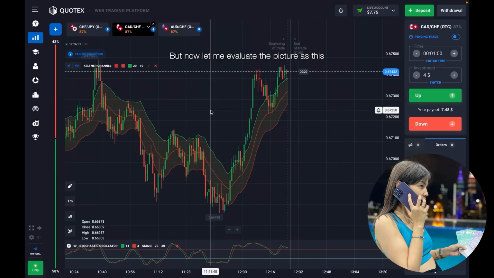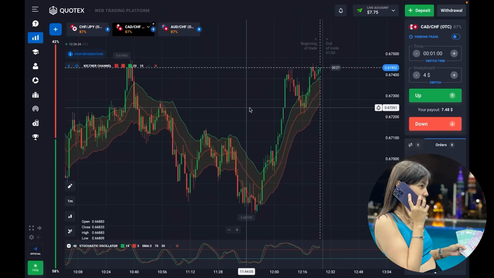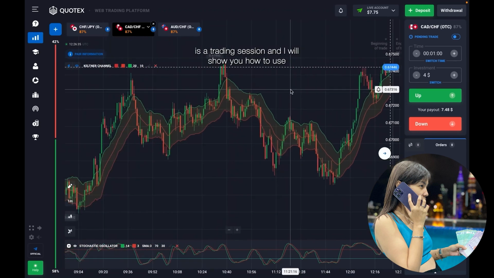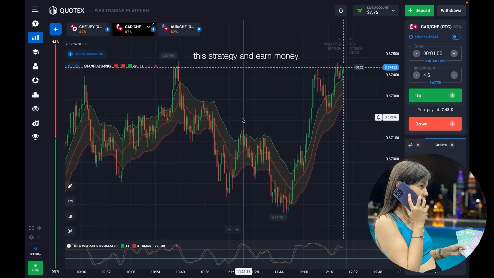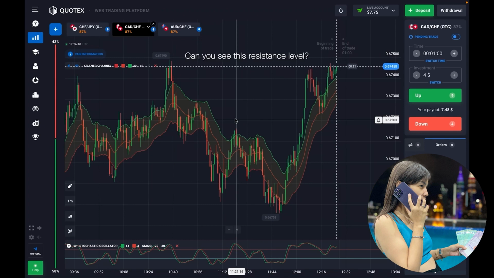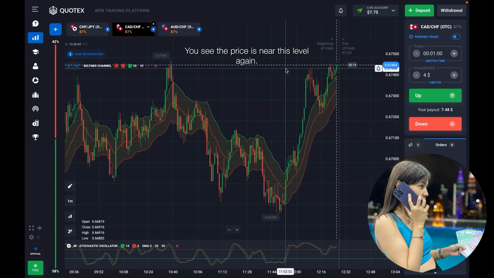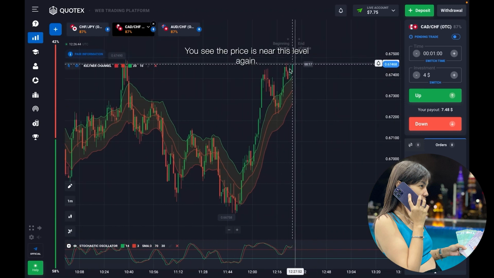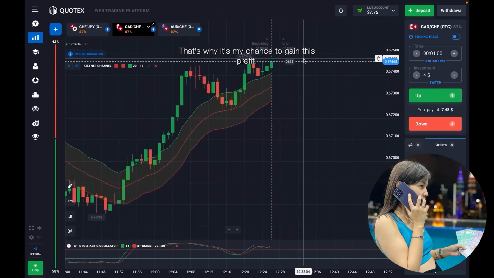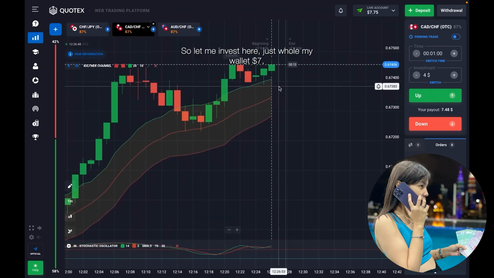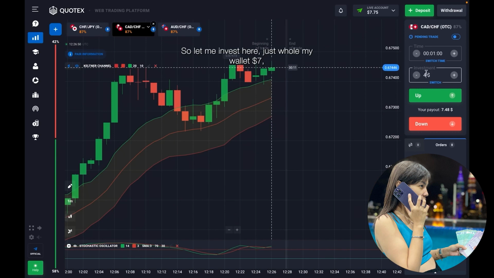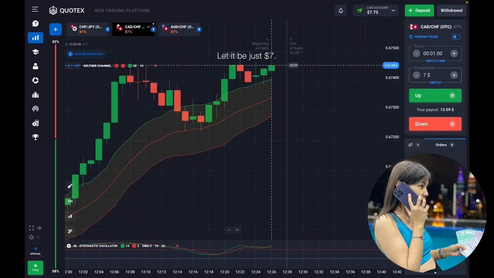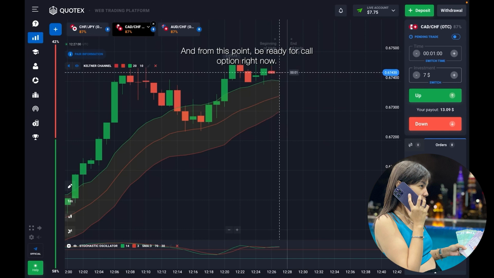But now let me evaluate this picture. It's a trading session, and I will show you how to use this strategy and earn money. Can you see this resistance level? The price is near this level again, and that's why it's my chance to gain this profit. My investment is not so big, so let me invest here. Just hold my wallet, $7, not more, because I haven't got any more money. Let it be just $7, and from this point be ready for a call option right now.